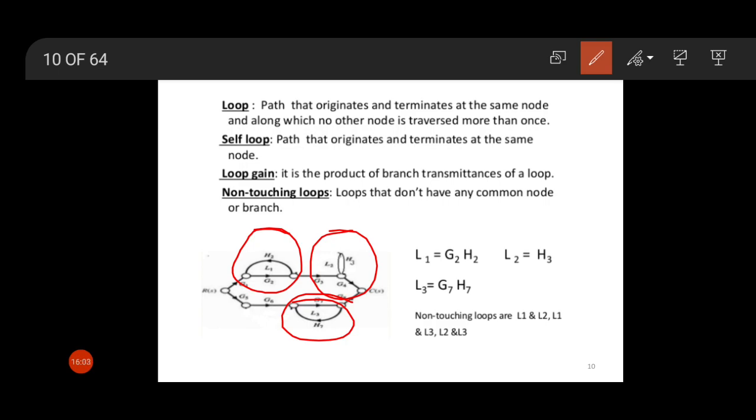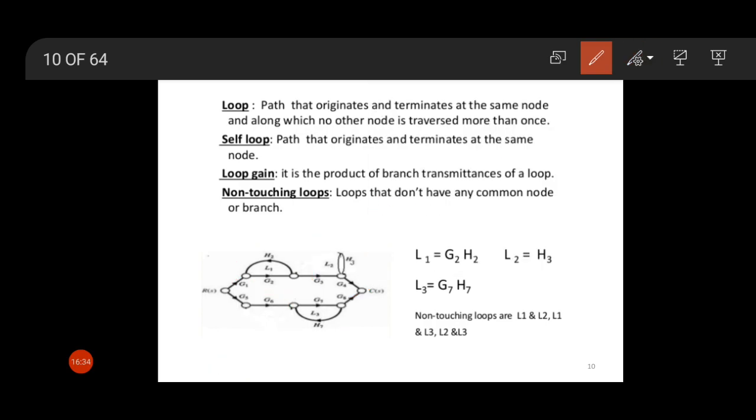Looking at the first loop, what is the loop gain? The first loop gain is G2 into H2. If we consider this loop, the loop gain is H3. And if we consider this loop, the loop gain is G7 into H7.